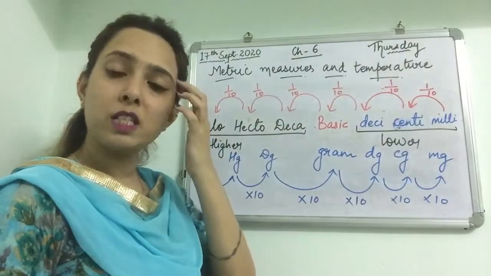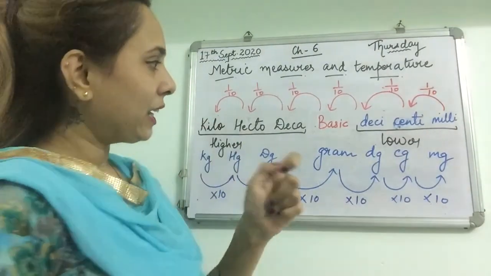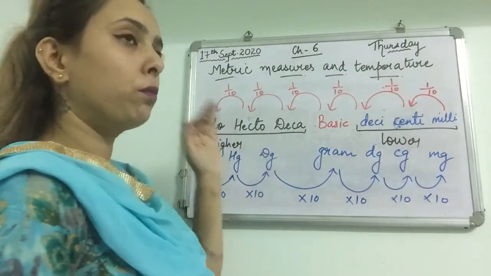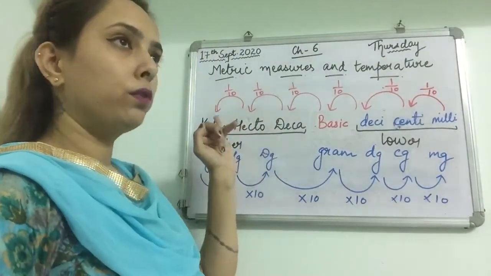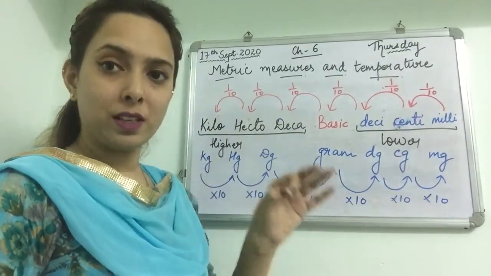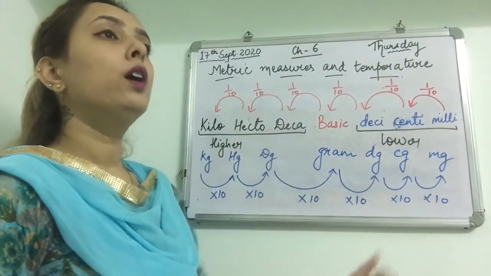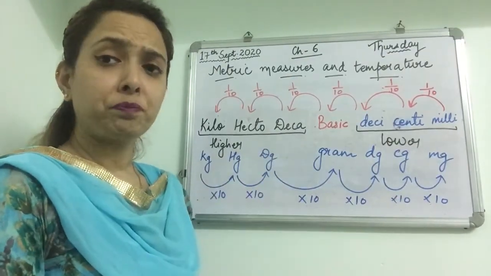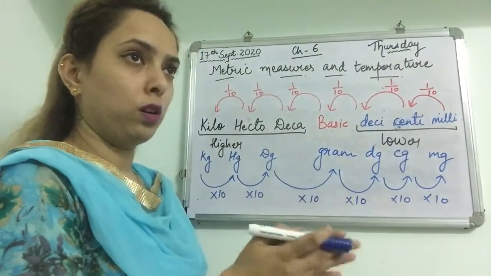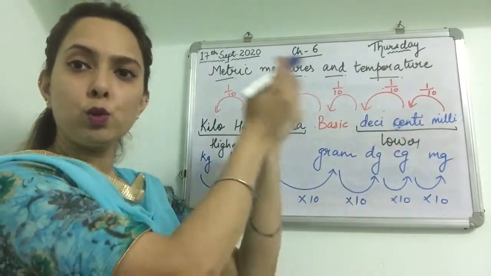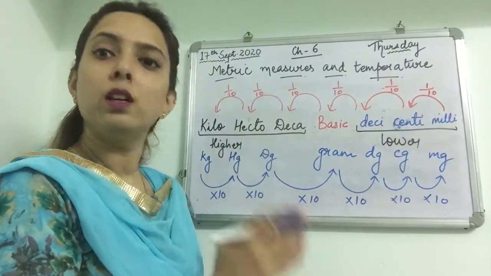Now I would like to explain how you will convert. The basic thing in your mind should be that if in the question it is asked that you have to convert higher into lower, you will simply multiply. And if the question asks to convert lower unit into higher unit, you will divide. So how will we do this? Let's start.